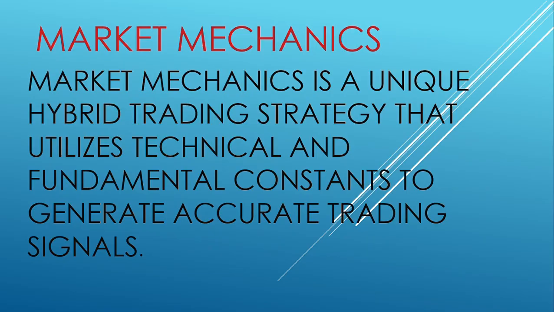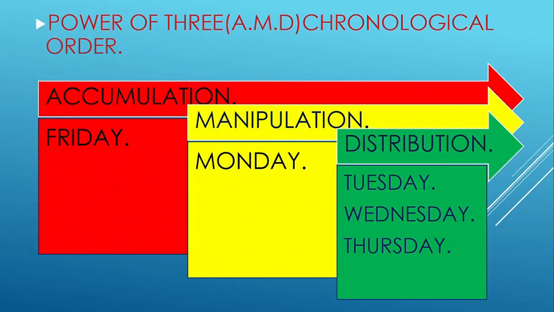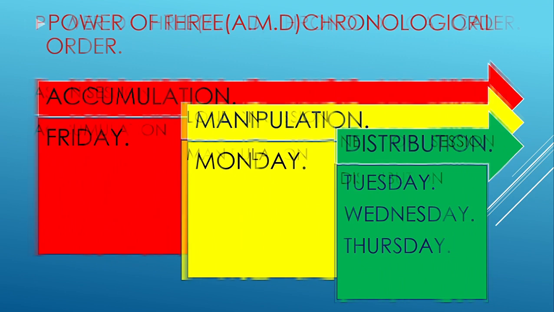Market mechanics. Market mechanics is a unique hybrid trading strategy that utilizes technical and fundamental constants to generate accurate trading signals. Power of 3, AMD chronological order. On Fridays, we have the accumulation phase. On Mondays, we have the manipulation phase. On Tuesdays, Wednesdays, and Thursdays, we have the distribution phase. Therefore, we do not trade on Fridays and Mondays, as these are the accumulation and manipulation phase of the market.